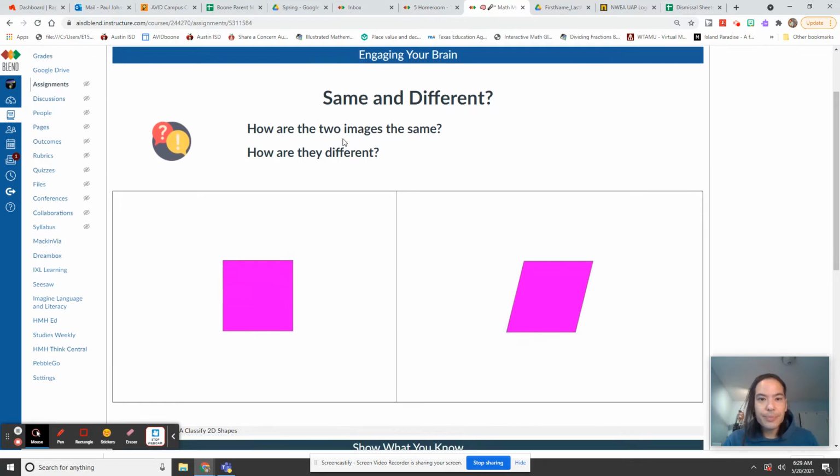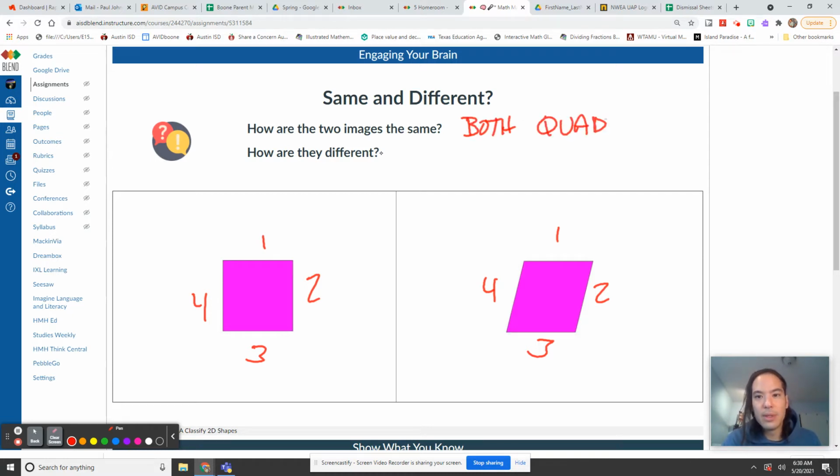Alrighty, so how are the two images the same? How are they different? Easy things to do whenever you start making observations for shapes is obviously count the sides. 1, 2, 3, 4. 1, 2, 3, 4. All right, how are they the same? They are both quadrilaterals. Remember, a quadrilateral is a four-sided polygon. Both of these have four sides.